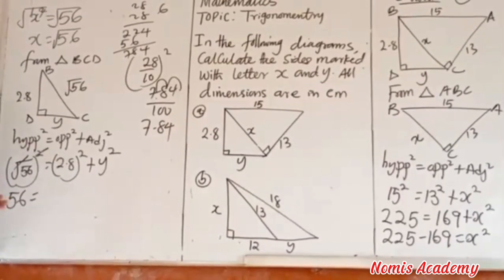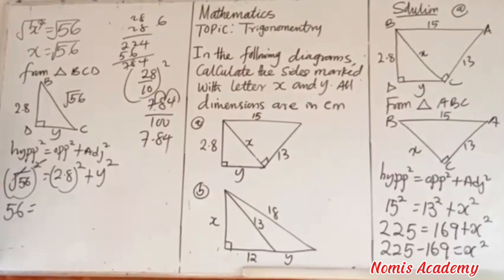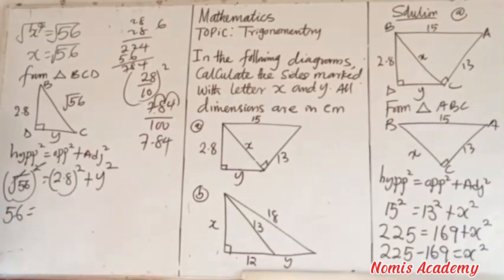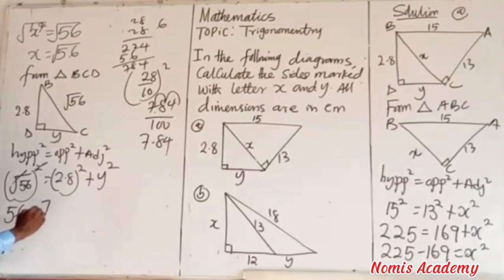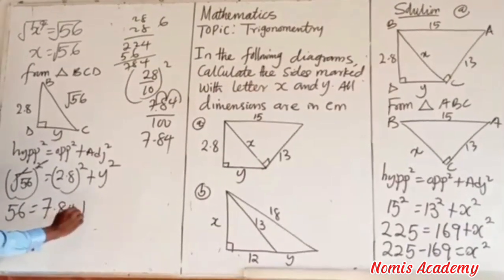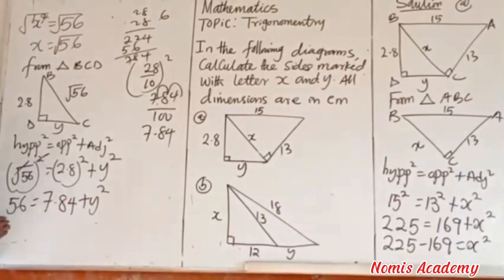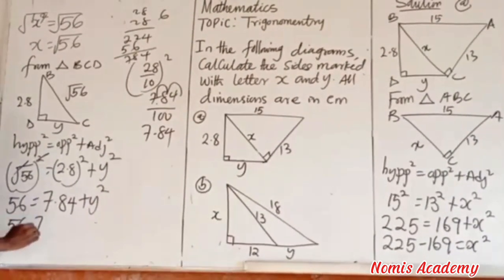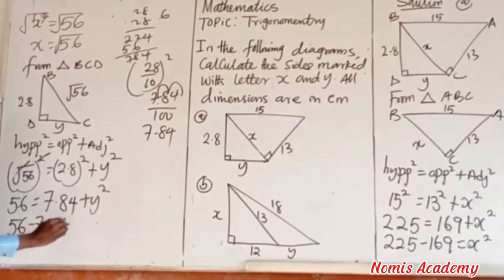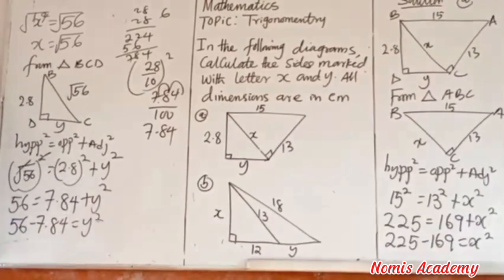As you can see, I didn't use a calculator. In case you want to do it by hand, this is how you deal with decimals. Now we have 7.84 plus y squared. Very easy. So we are looking for y. We now have 56 minus 7.84 is equal to y squared.